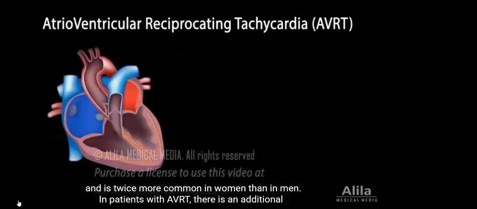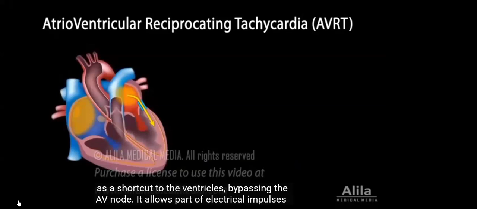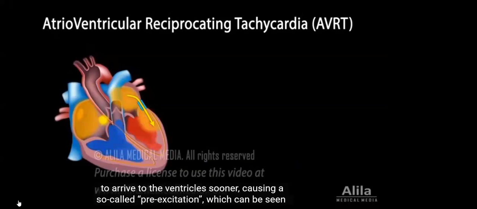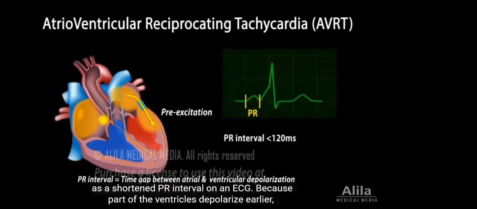In patients with AVRT, there is an additional connection, an accessory pathway, between the atria and ventricles. The pathway acts as a shortcut to the ventricles, bypassing the AV node. It allows part of electrical impulses to arrive to the ventricles sooner, causing a so-called pre-excitation, which can be seen as a shortened PR interval on an ECG.